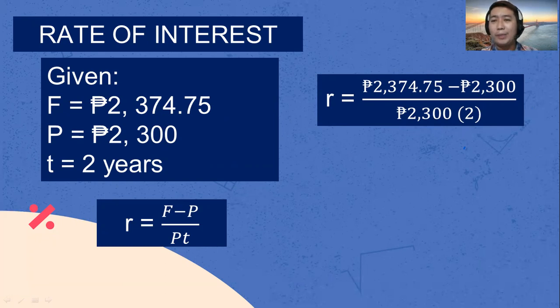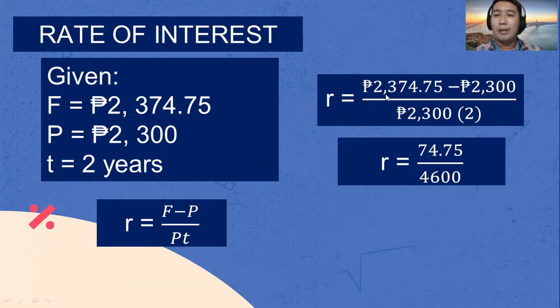We can now solve this one. Subtract 2,374.75 and 2,300, and we can also get the product of 2,300 multiplied by 2. 2,374.75 minus 2,300, the answer is 74.75. 2,300 multiplied by 2, the answer is 4,600.